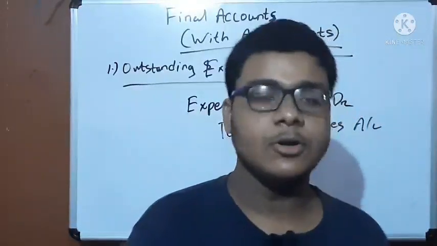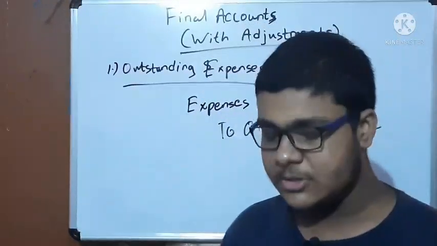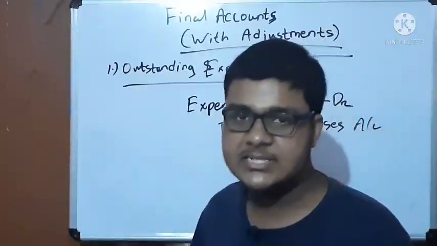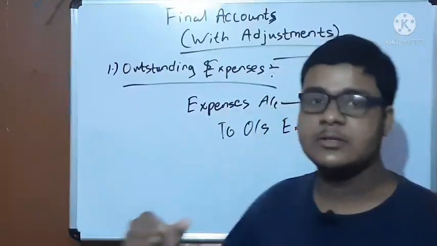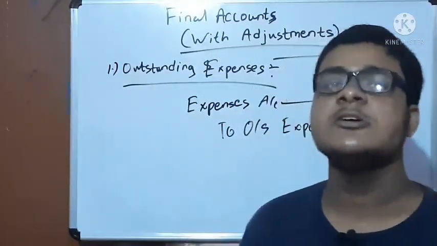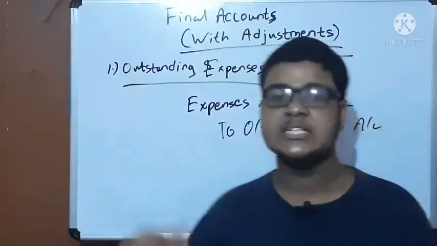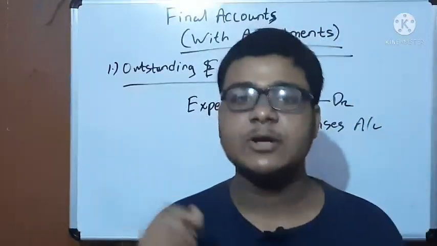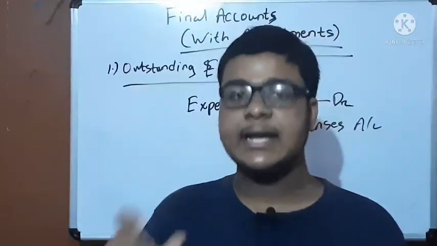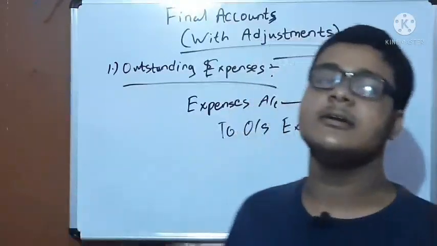But the outstanding wages is to be paid, but the wages is incurred in this current accounting period, so it is also to be recorded. How? On the trading account, where the direct wages is recorded, this outstanding wages is added to that. Why is it added? Because outstanding wages is relating to the current accounting period expense. So it is to be added with that direct wages.